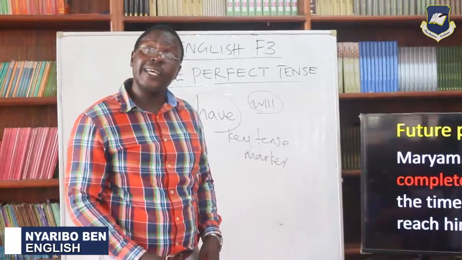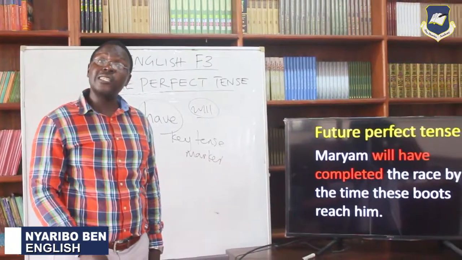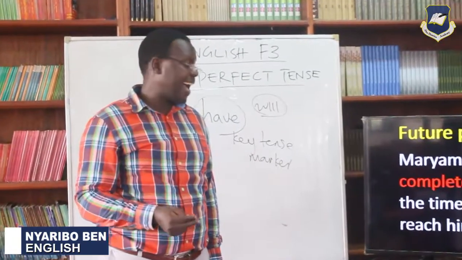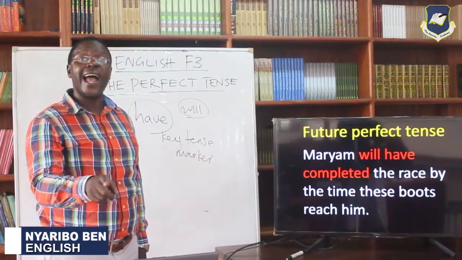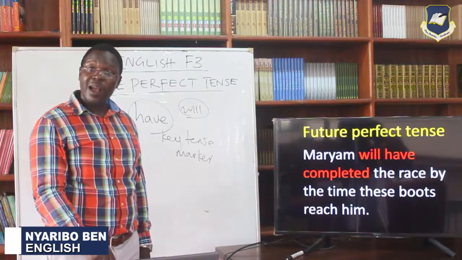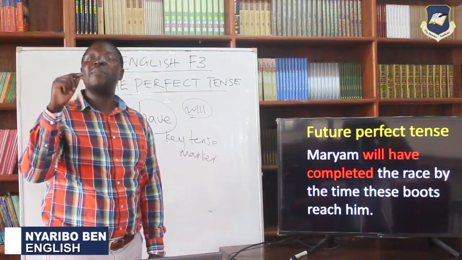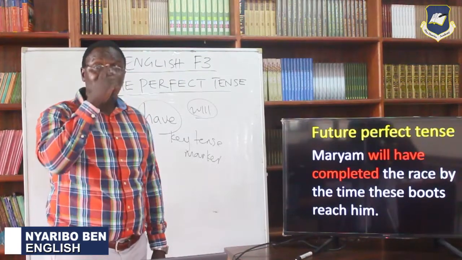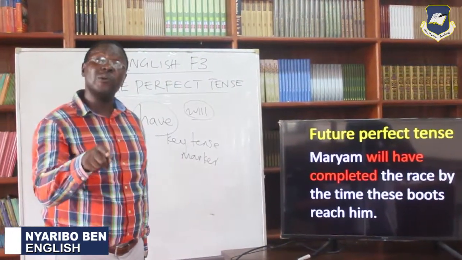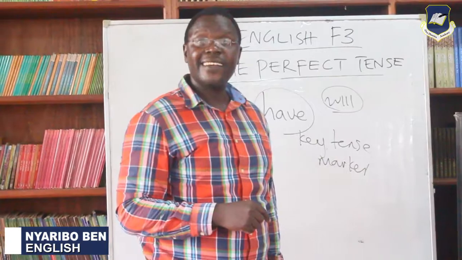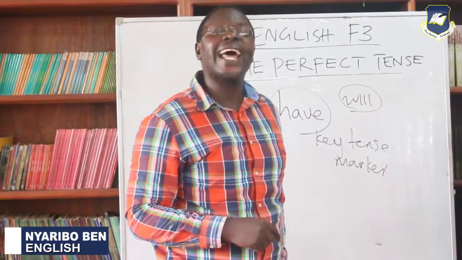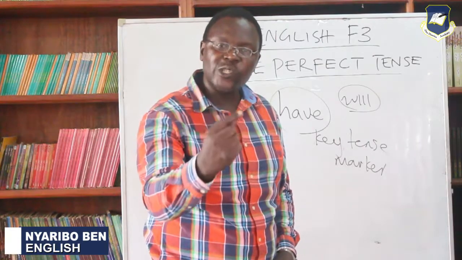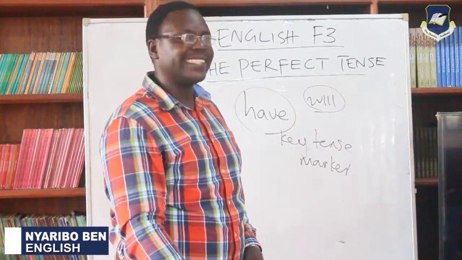Has she completed the race? No. The action is for the future. But there are two actions here: the boots reaching her or him, and Mariam completing the race. So before the boots reach her, she will have completed the race. That is future perfect tense.